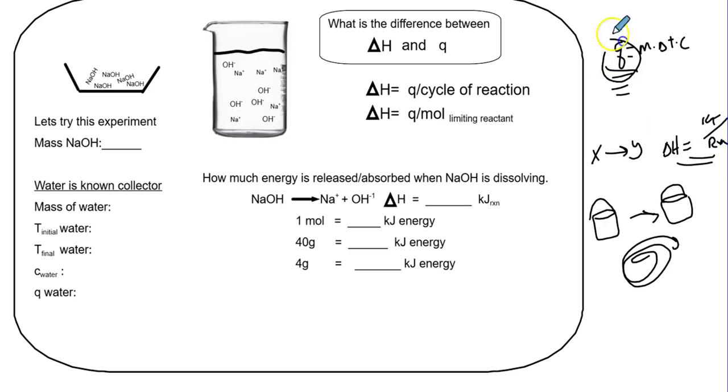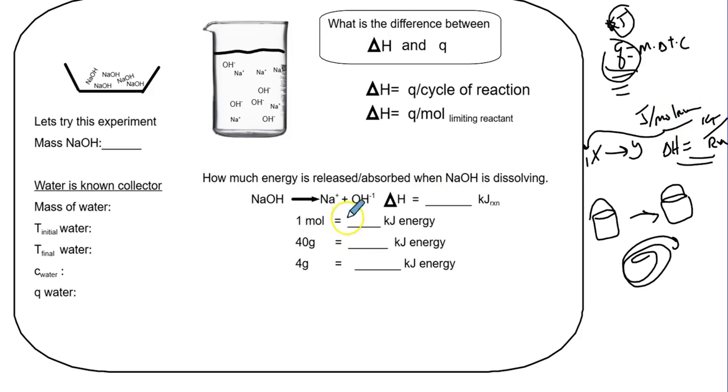Q is just kilojoules. Or I should say just joules, doesn't matter, it's energy. Okay. So sometimes I think of this as joules per mole. But the mole is the number of moles that you actually cycle through the process. The process is for 1 mole. So it's kind of moles of the reaction.